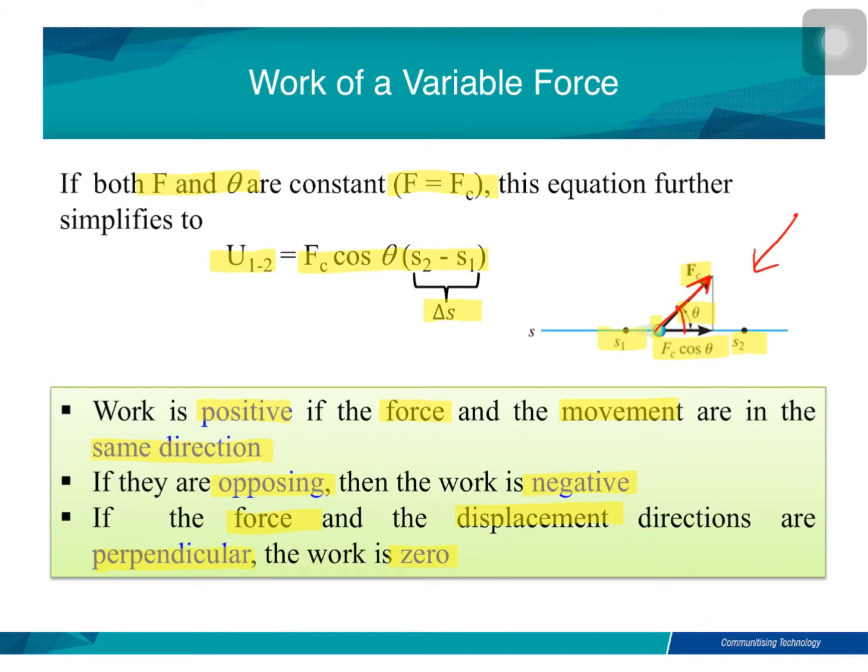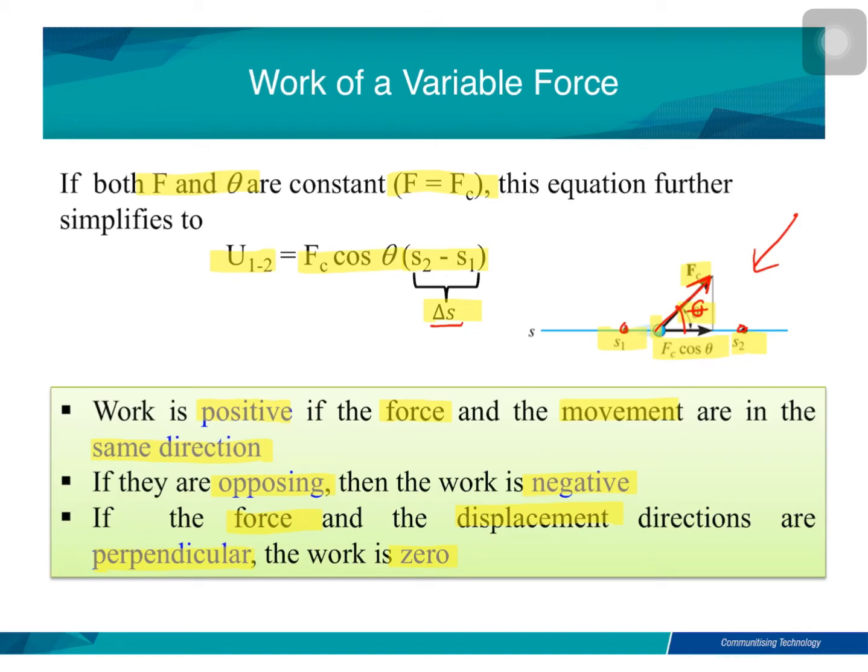So we have theta here, and then the work done becomes Fc cos theta. And then how to determine the displacement from point 1 to point 2? So we can get this displacement s2 minus s1. So you can have Fc cos theta times the displacement, s2 minus s1.